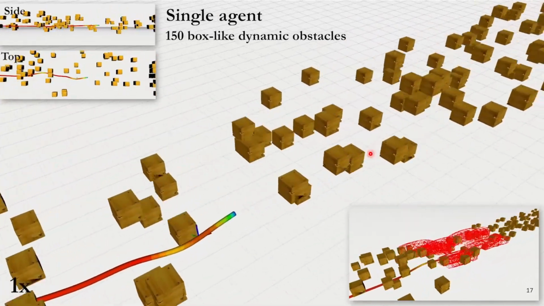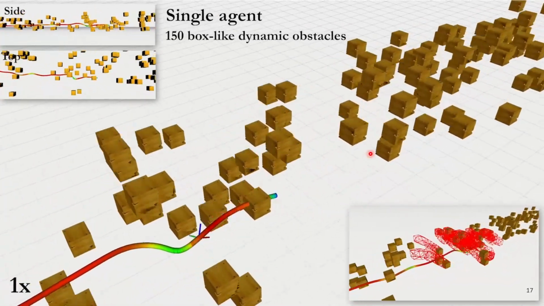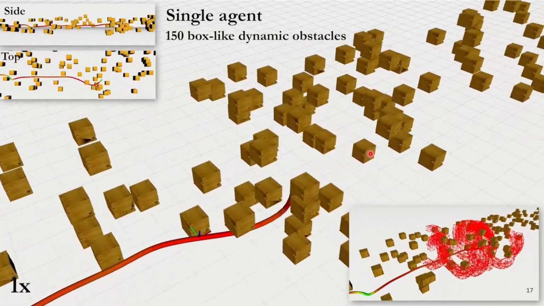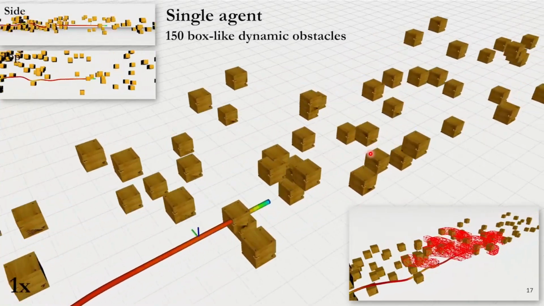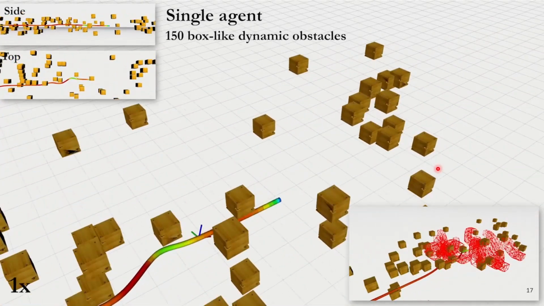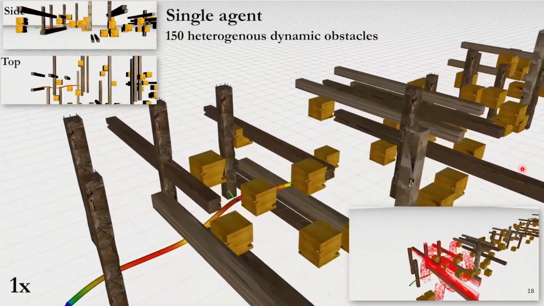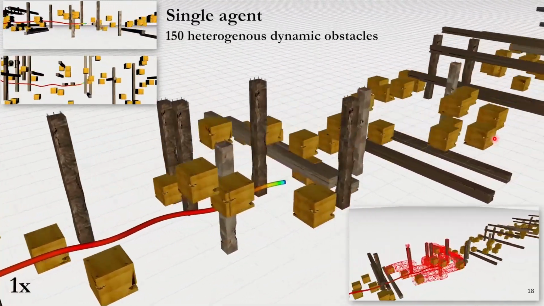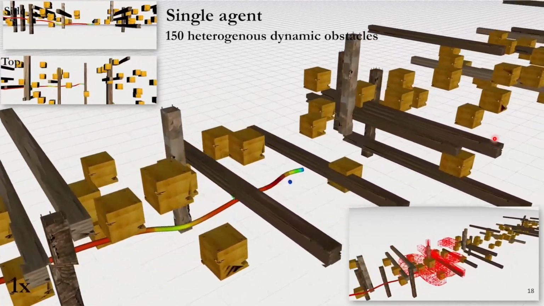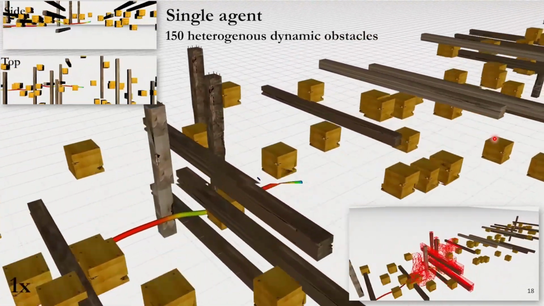So this is an algorithm we have tested extensively in simulation. In this case, you have a single agent simulation with 150 box-like dynamic obstacles. And now we increase the complexity of the simulation, including heterogeneous dynamic obstacles. And everything here is running completely in real time, in this case on my laptop.